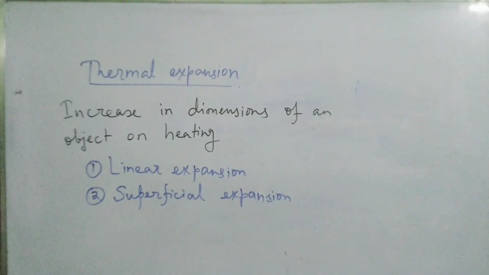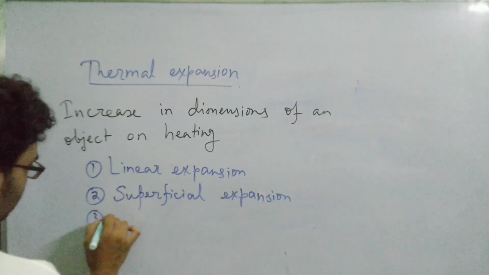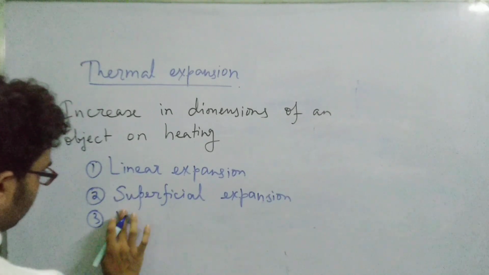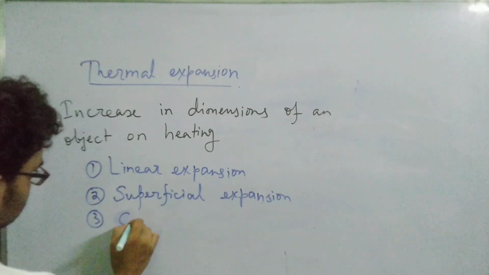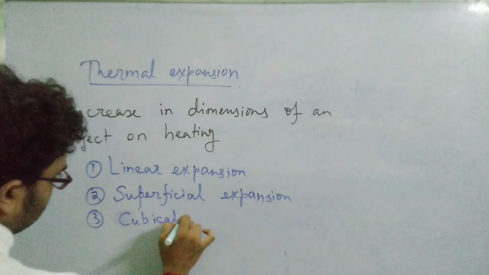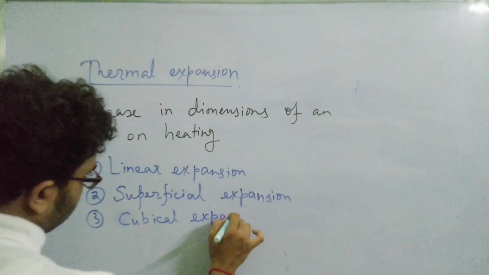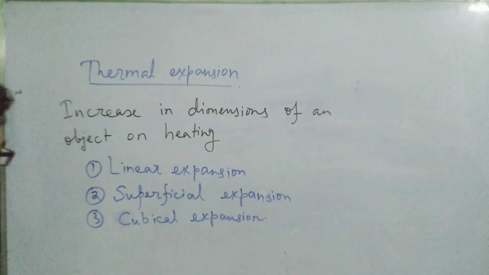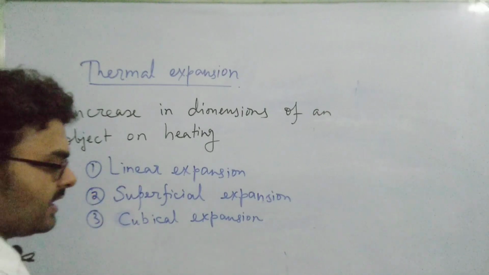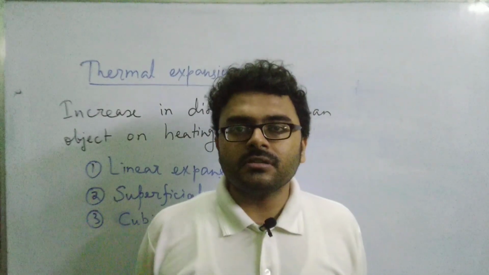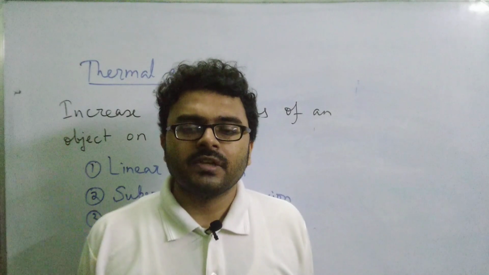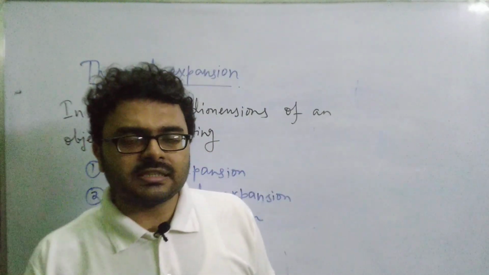And the third kind of expansion is called volume or cubical expansion. What is this expansion? You take a solid cube which has all three dimensions in considerable amount, length, breadth and height, and if you heat that object, you see that the length, breadth and height, all three expand. This kind of expansion is called cubical expansion. I hope the concept of thermal expansion is clear.